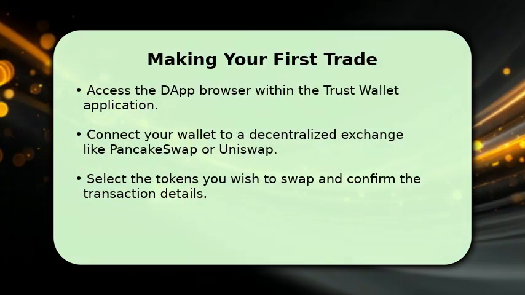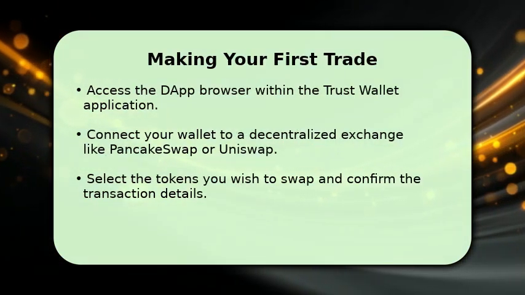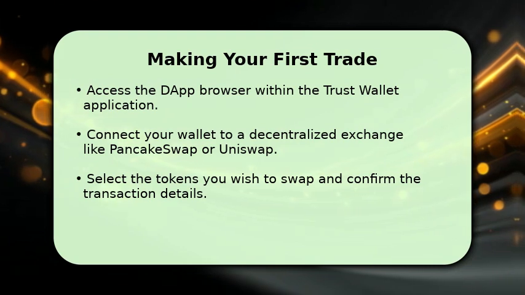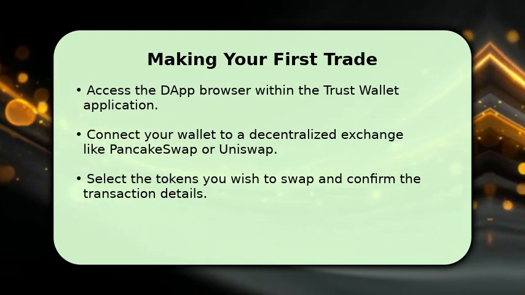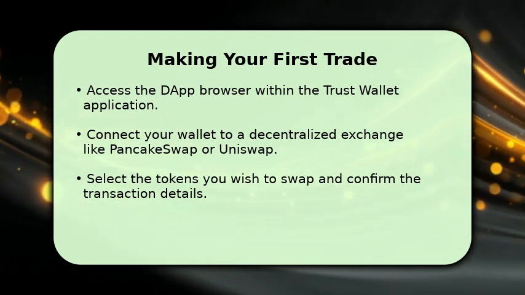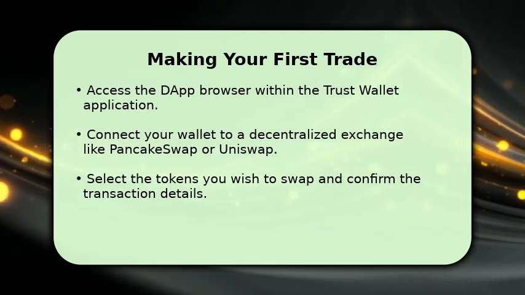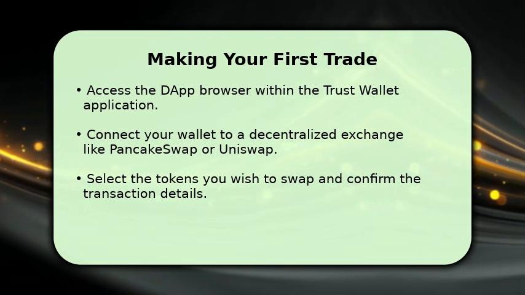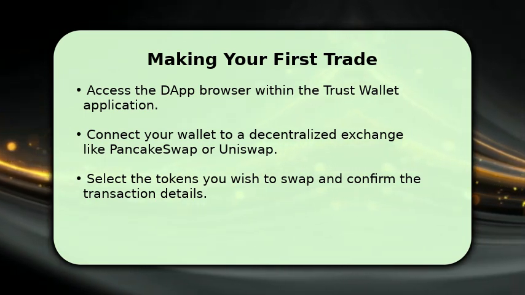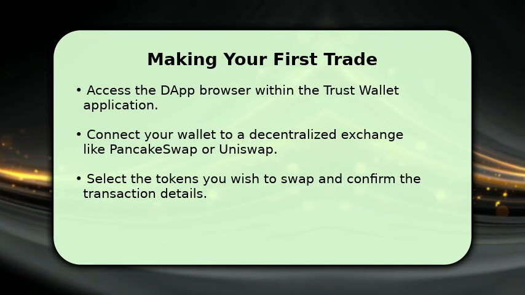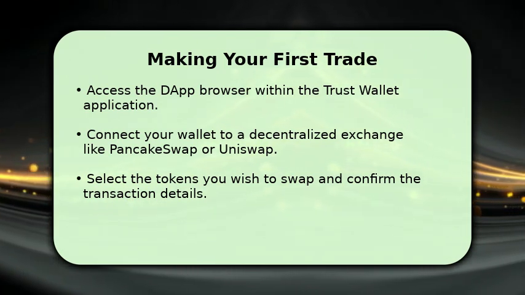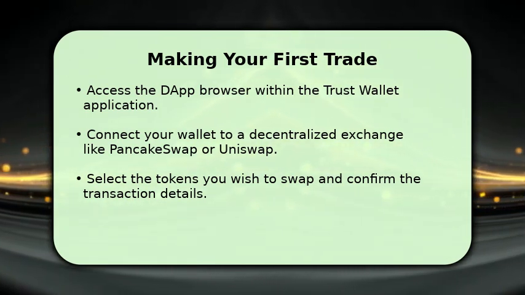Now, let's make a trade. Open the D-app browser inside Trust Wallet and navigate to a decentralized exchange, such as PancakeSwap or Uniswap. Connect your wallet to the exchange, then choose the cryptocurrency you want to trade from and the one you wish to receive. Review the transaction details, including any fees, and confirm the swap. It's a simple process once you get the hang of it.